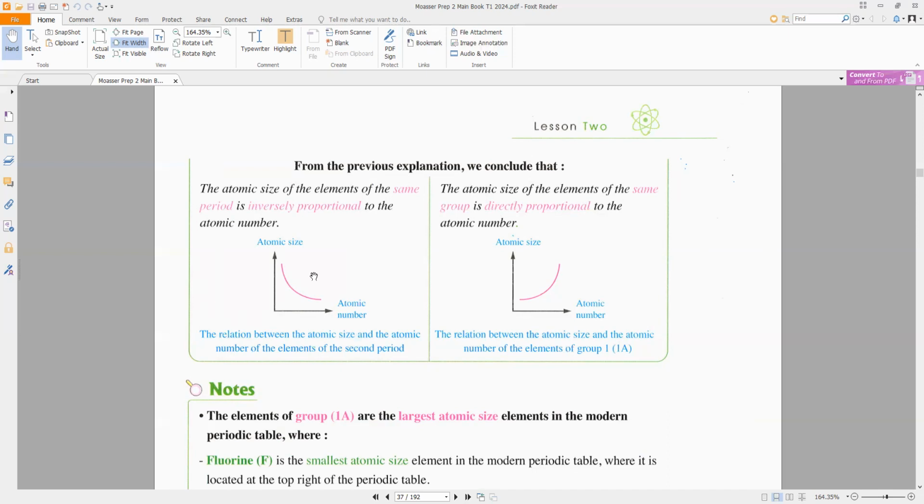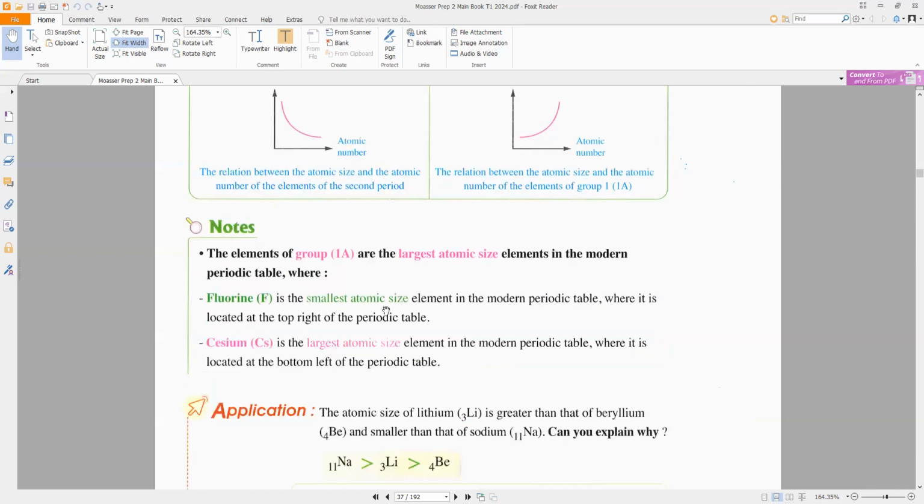And we draw it like that. This is inversely, this is directly: inversely moving down, directly moving upward. Fluorine has the smallest atomic size in all the modern periodic table, and it's in the upper right position. Cesium has the largest atomic size in all the modern periodic table, in the bottom left of the table. Group 1A has the largest atomic size in all the modern periodic table.